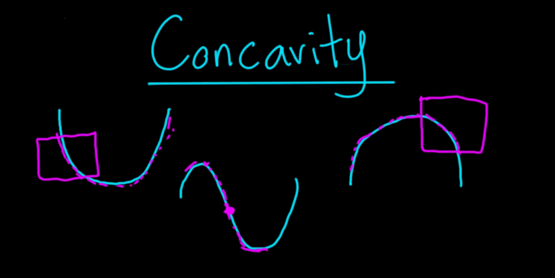We call this point the inflection point. If our graph is continuous and it switches from being concave down to concave up, or the opposite, concave up to concave down, there is some point in between called the inflection point where our concavity changes. And in the next video, when we start doing some math, we're going to find how we can get these inflection points.